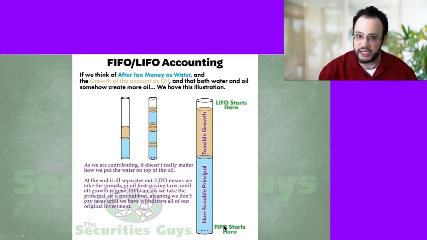The first money in always has to be water. If this cylinder starts empty, it's not just going to magically generate oil. You've got to have some water in there first. You've got to put your money in first. Annuities use LIFO. With annuities, you must take all of the taxable growth, paying taxes on every penny you're taking out until you've taken all of the growth out. Then when you take more, you're taking the tax-free principal, and so you're not taxed anymore.